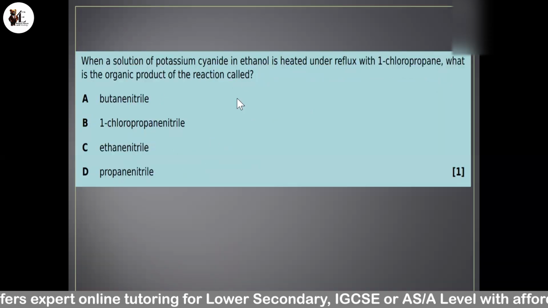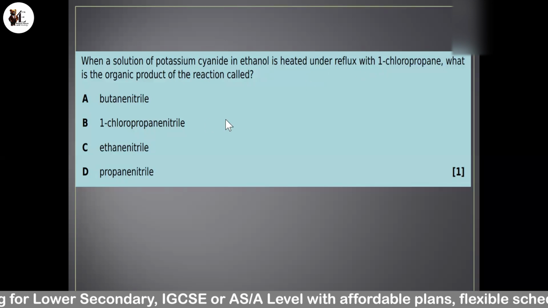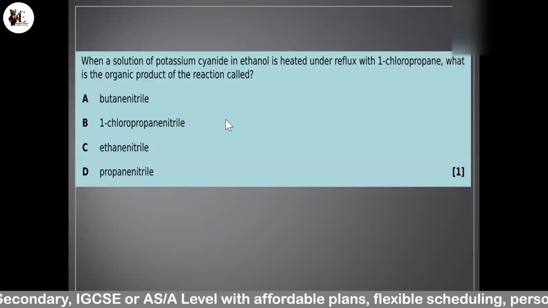Solve this question. When a solution of potassium cyanide in ethanol is heated under reflux with 1-chloropropane, what is the organic product of the reaction called?